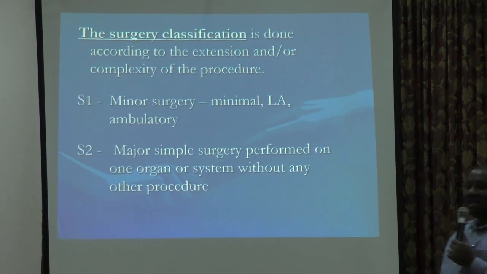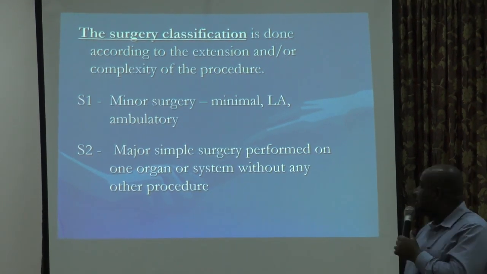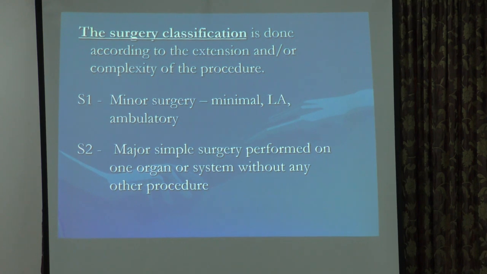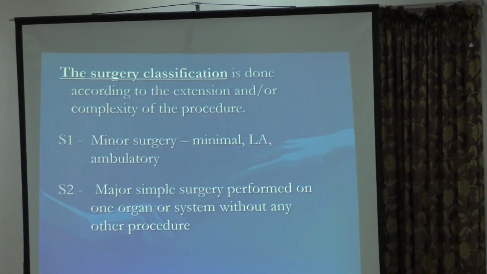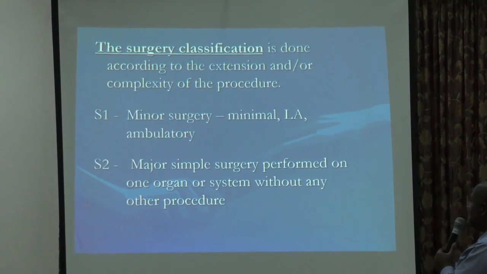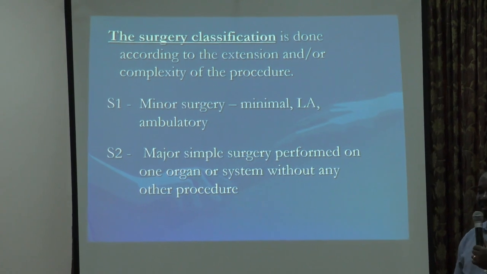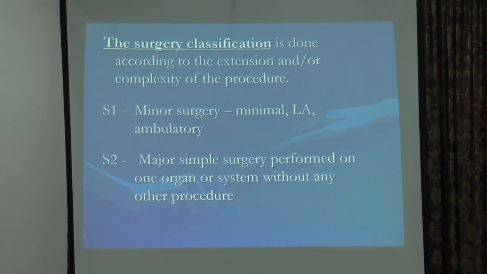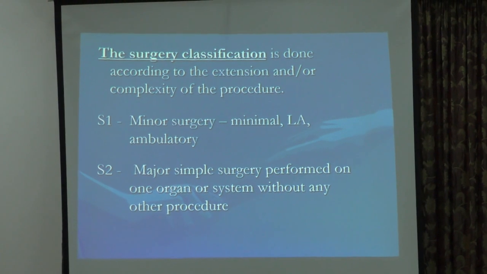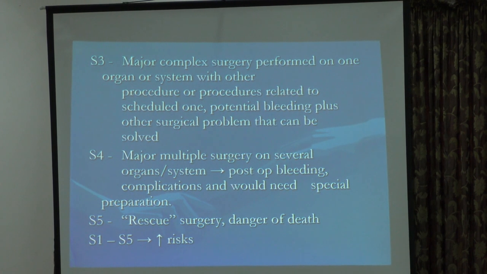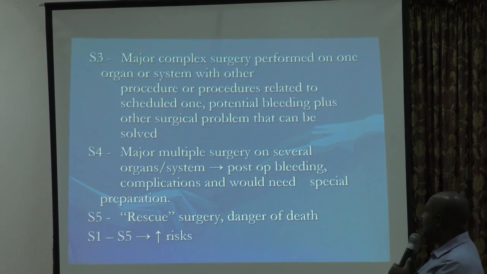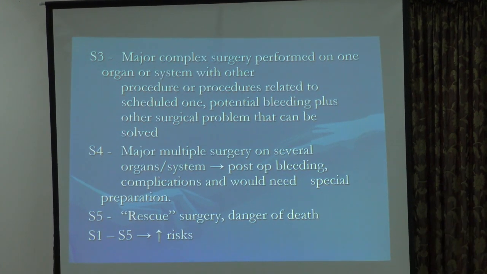Now, there's also a surgical classification of patients, done according to the extension and complexity of the procedure, and that gives the S's. S1, minor surgery, usually minimal or ambulatory anesthesia, or local anesthetic. S2, major simple surgery performed on one organ or system without any other procedure. S3, major complex surgery performed on one organ or system with other procedures related to the scheduled one. Potential bleeding plus other surgical problems that can be solved.